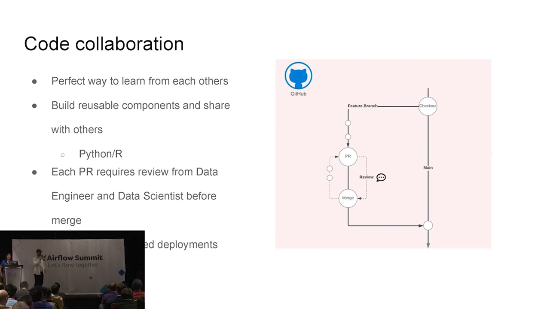So first of all, of course, there is code collaboration. We put a big stress on the collaboration here, because we know that this is the perfect way to learn from each other. Across different teams, we have different backgrounds, we do different things, so we focus on different points of code during the review.